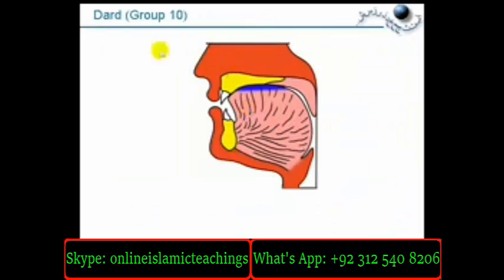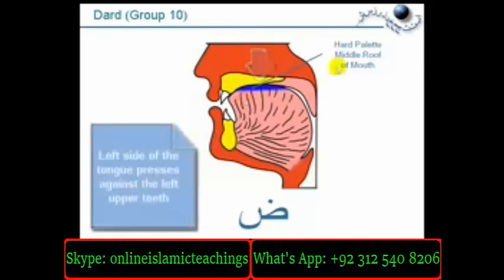The last group is group number 10, which consists of just 1 letter, and the letter is Dod. Now this is quite difficult to say, and it's difficult to show in a diagram, but effectively what you're doing, if you're right-handed, the left side of your tongue will touch the upper left teeth on the top row of teeth. So your upper left teeth, your left side of your tongue will touch.